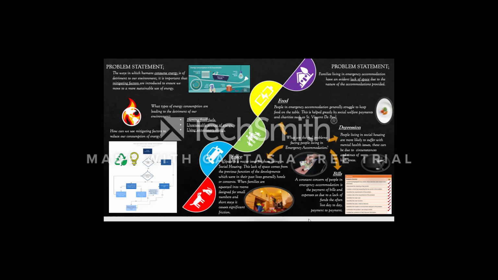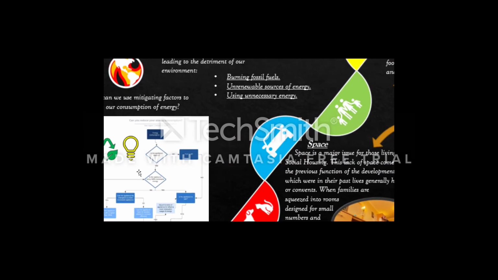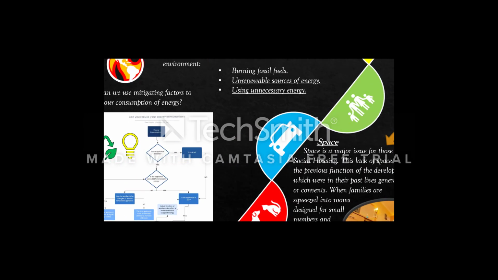So here I looked at making problem statements. The environmental side of things, so the ways in which we as humans consume energy, that's what I wanted to look at, and ways in which we can reduce our consumption of energy. So if you look down here in the bottom left, you'll see there is a flow chart of ways. Can I zoom in? There we go. It's more like it.